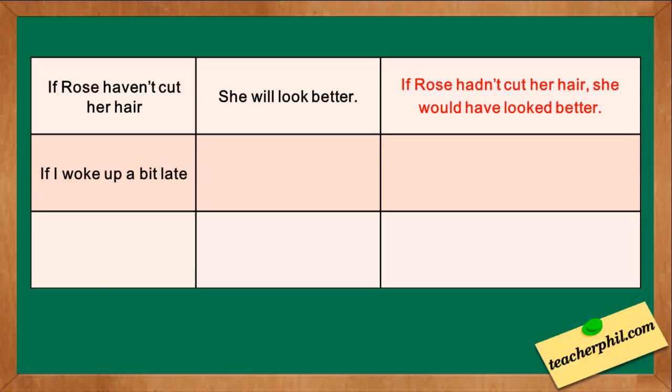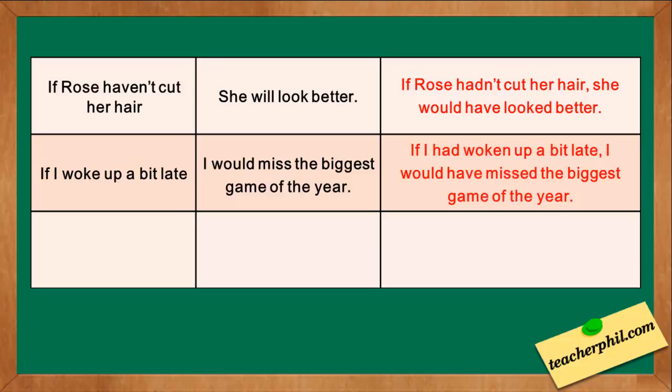The fourth one: if I woke up a bit late, I would miss the biggest game of the year. The answer is, if I had woken up a bit late, I would have missed the biggest game of the year. The if clause "if I woke up a bit late" is in the past simple. We need to change it into past perfect: if I had woken up a bit late. The given result clause doesn't follow the pattern would plus have plus missed.